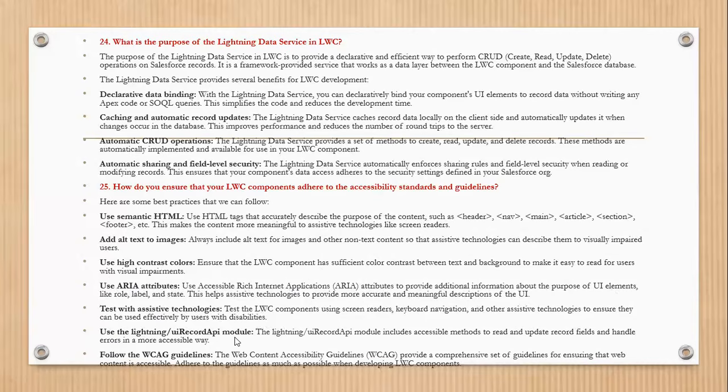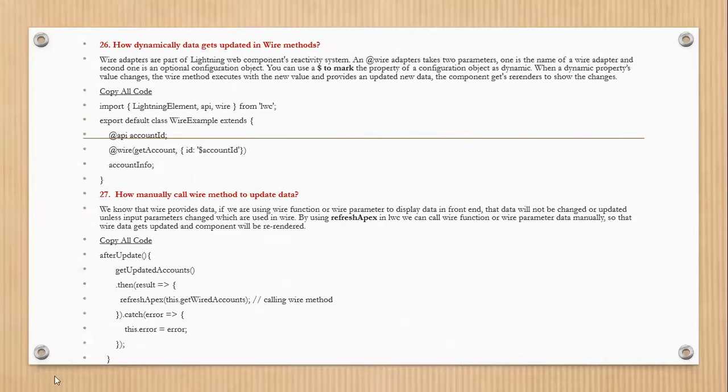Use the Lightning Record API modules. The Lightning Record API modules include simple methods to read and update record fields and handle errors in a simpler way. Follow the WCAG guidelines, the Web Content Accessibility Guidelines. WCAG provides a comprehensive set of guidelines for ensuring that web content is accessible, so follow the guidelines as much as possible while developing LWC components.